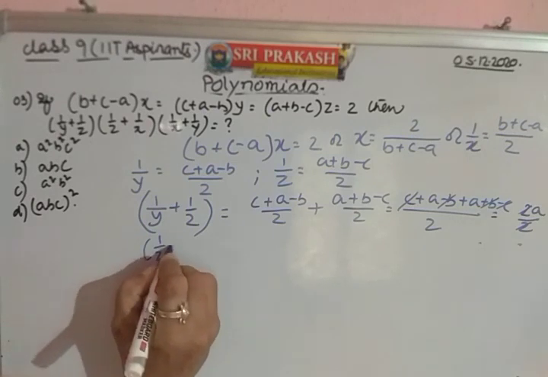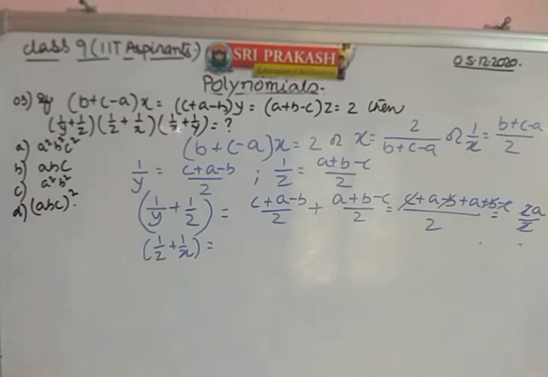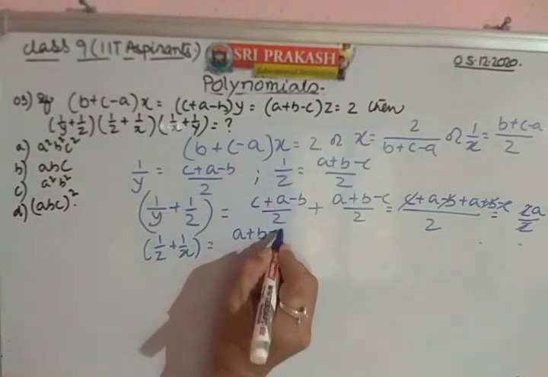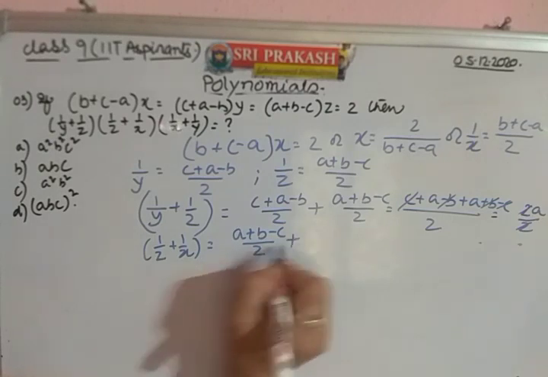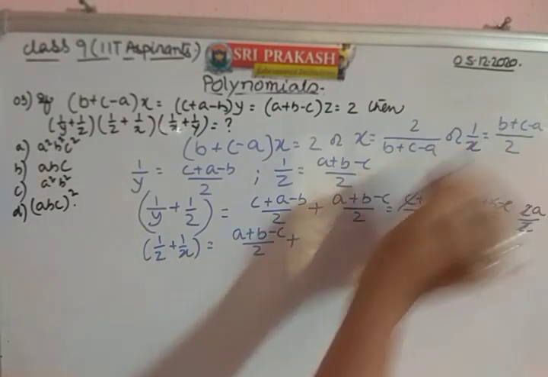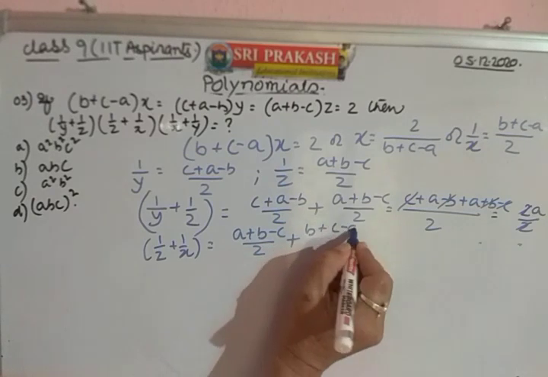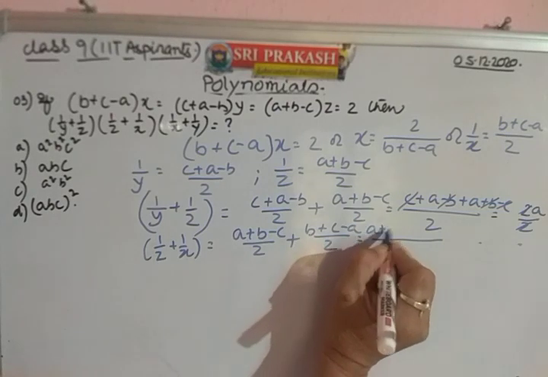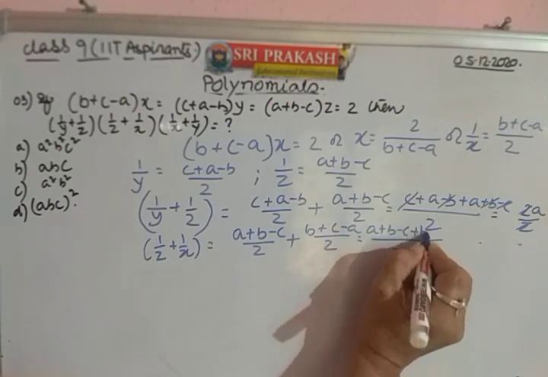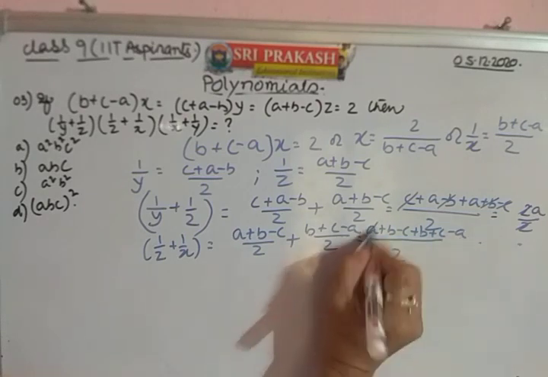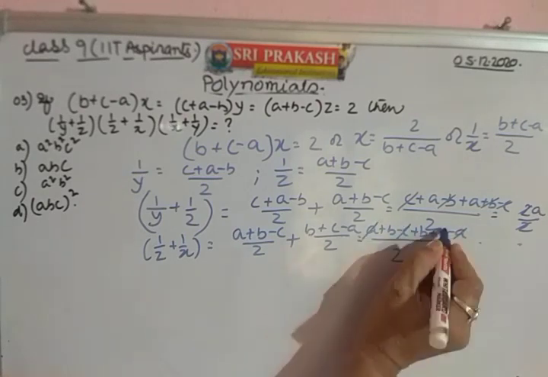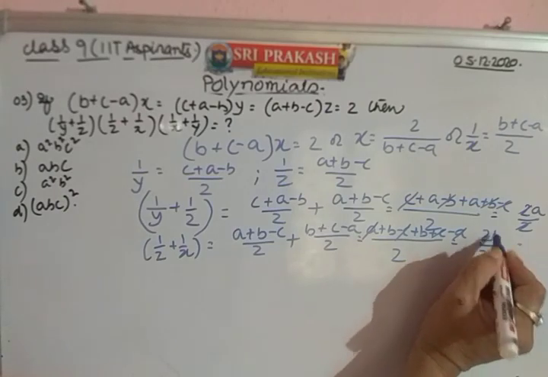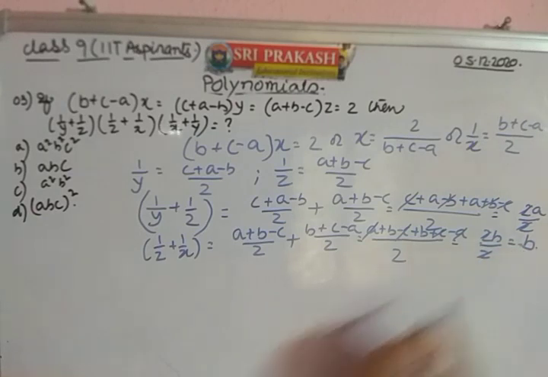So in the same way, 1 by z plus 1 by x. What is 1 by z? A plus b minus c by 2. What is your 1 by x? B plus c minus a by 2. Add this, LCM 2. A plus b minus c plus b plus c minus a, c cancels and a cancels. So 2b by 2, or you get b.